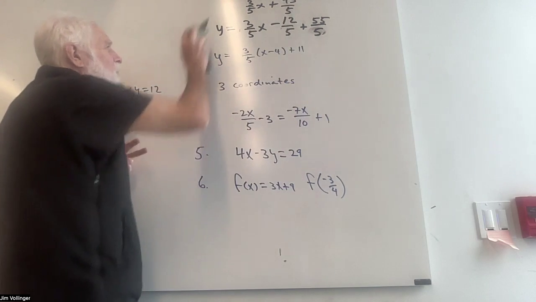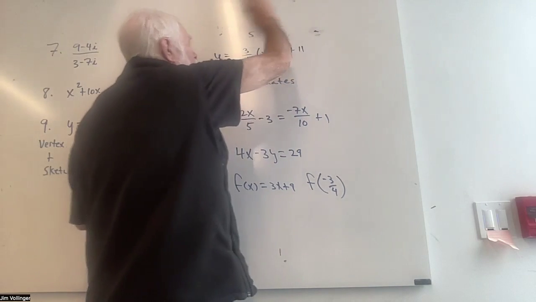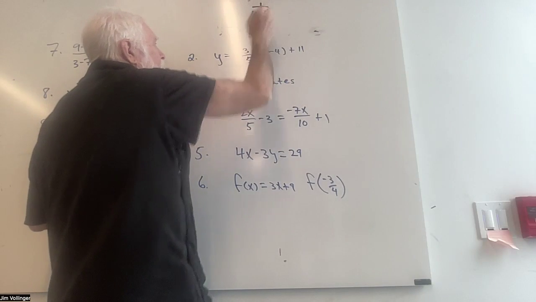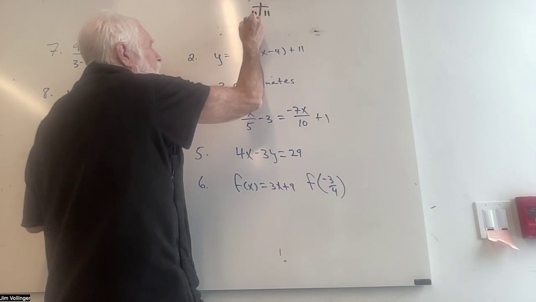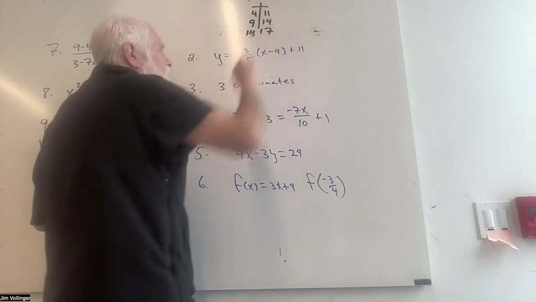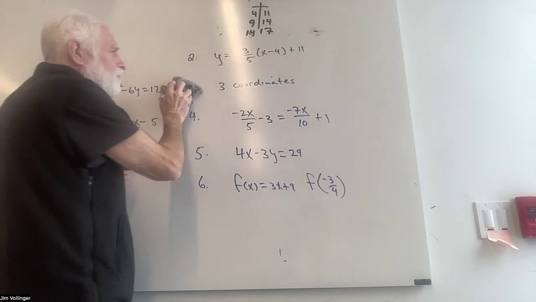All right, name 3 coordinates. Well, I can see 4 gets me 11. And I know I'm changing by 5, so 9, 14. And I'm going up by 3, 14, 17. I think everybody's doing pretty well with that now.